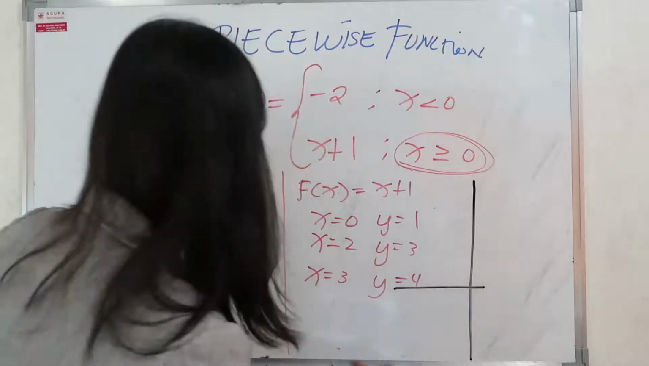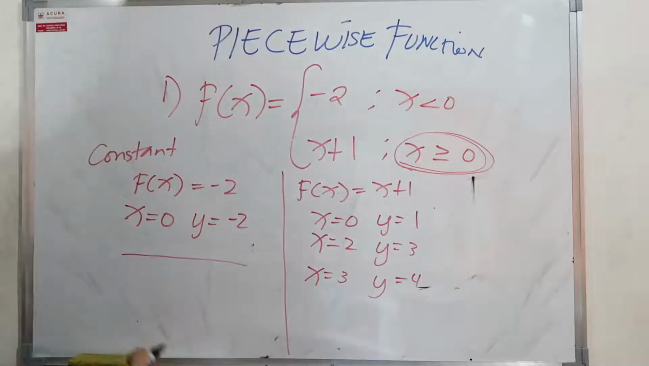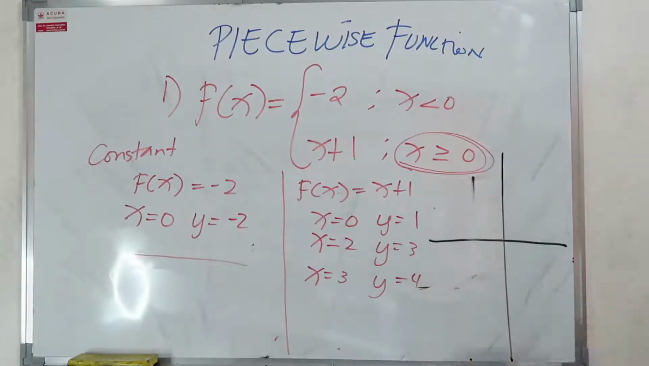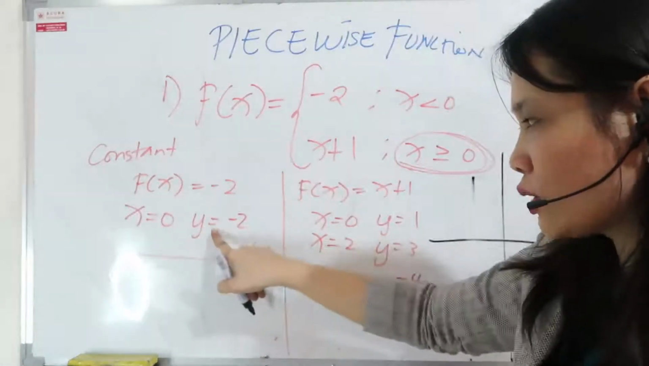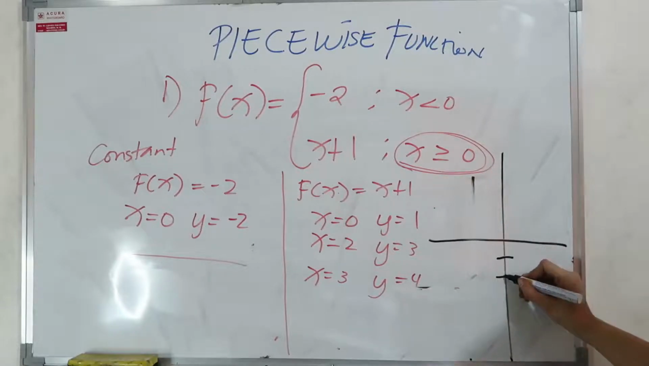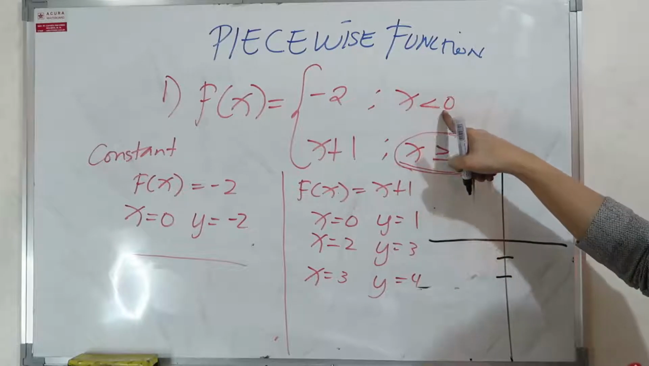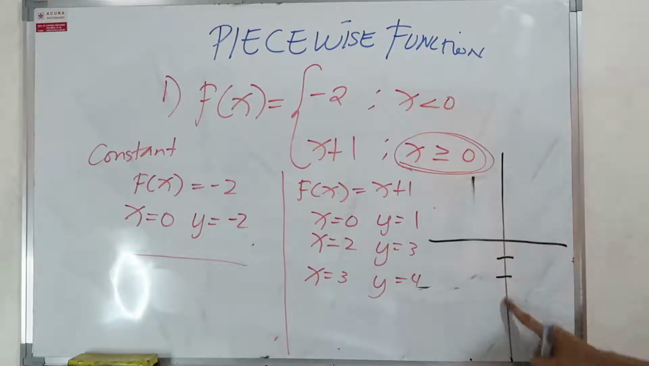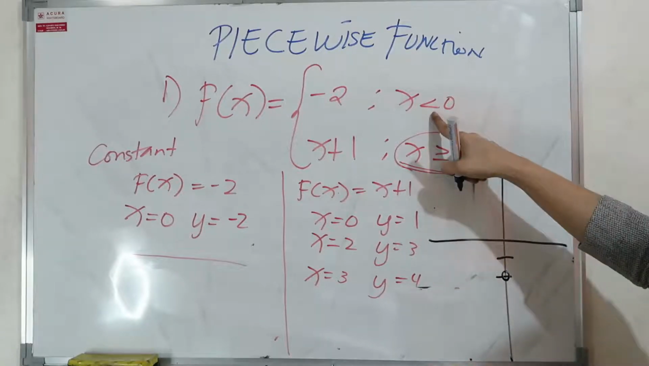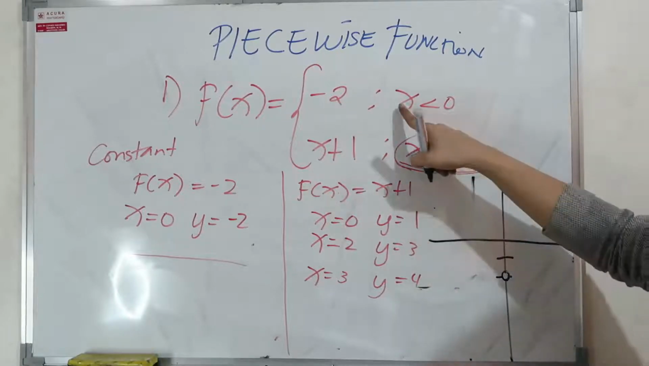Okay. First, so how do we plot it? Okay, let's start with the first one. x equals 0, y equals negative 2. So negative 2. 1, 2. So nandito yun, negative 2. But what's the condition? x must be less than 0. Ito yung 0 ng x. Okay? Ito yung 0 ng x. So at negative 2, x must be what? 0 is not included. Ano ba yung condition? Ito yung negative 2. So x must be less than 0.